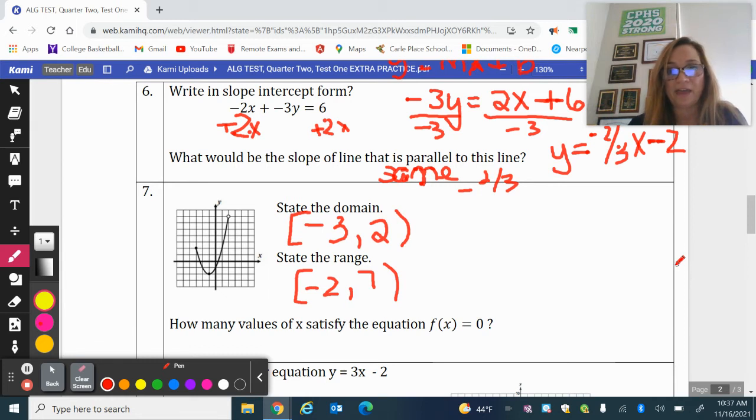How many values of x satisfy the equation f of x equals 0? So that would be this line here. And there's 2 of them. These 2 right here, 1, 2. 2 of them. Okay.